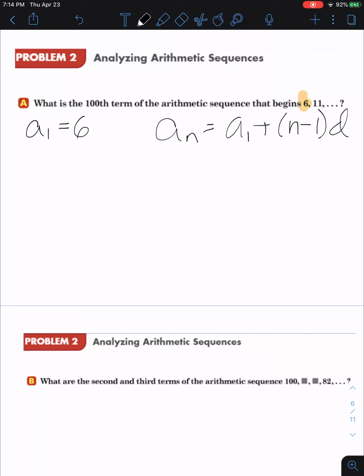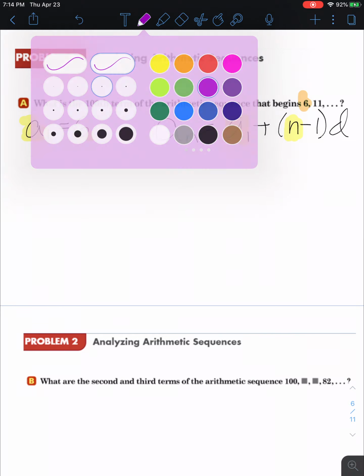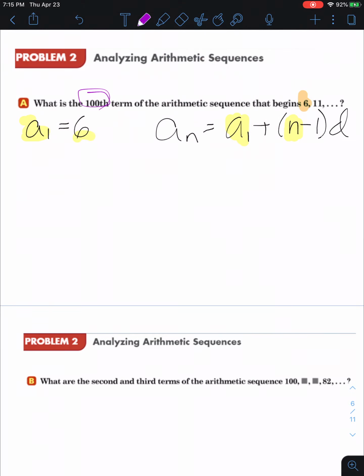So what I need to do is identify some terms here. First the first term. Well, we just did: a sub 1 is 6. Then I need to know what the n term is. The n is the number of the term, and this one is 100. So n is 100, the 100th term. And then the common difference. Well, I've got to look at the terms here.